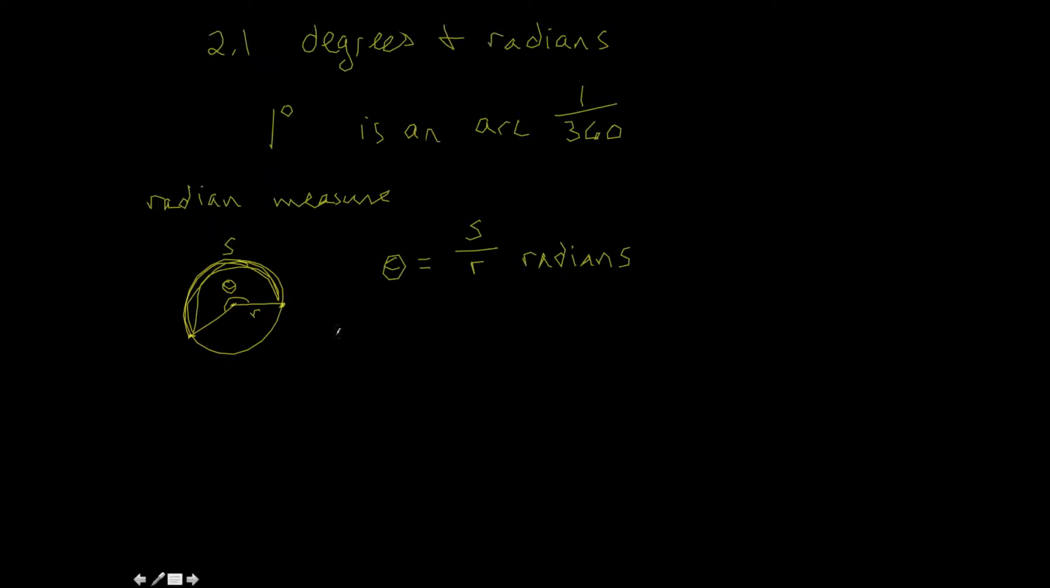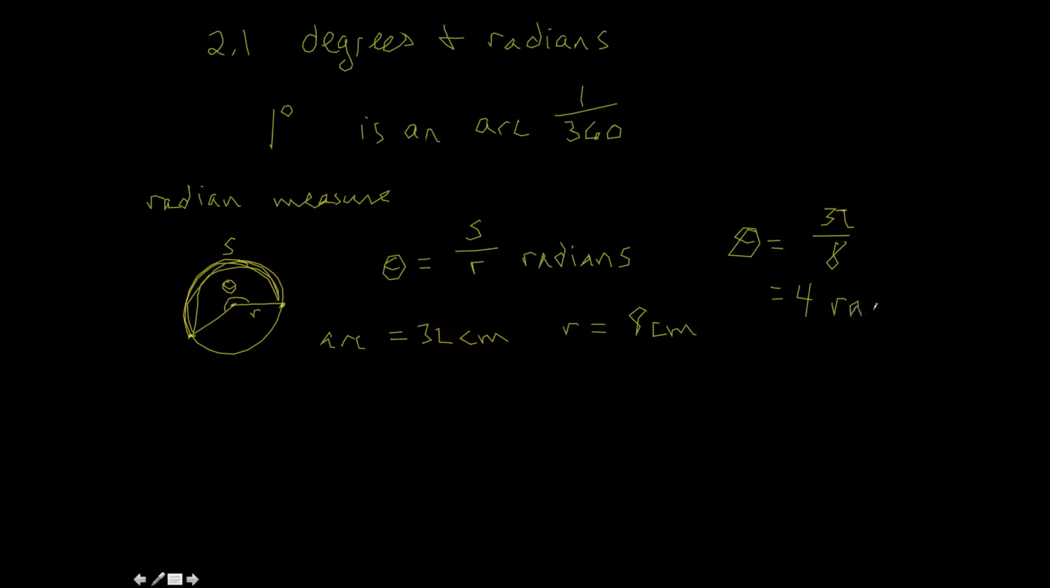So for instance, if we want to find the radian measure of a central angle that's subtended by an arc that is 32 centimeters and has a radius of 8 centimeters, then we can find the radian measure of theta by saying 32 divided by 8, which of course gives us 4.